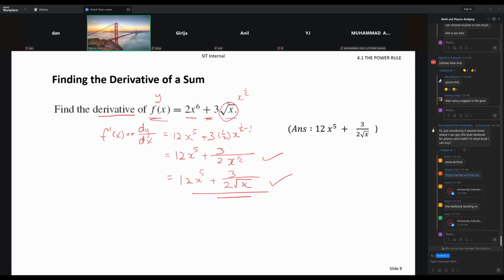You see, using the power rule. Still the power rule. See that? Power rule.